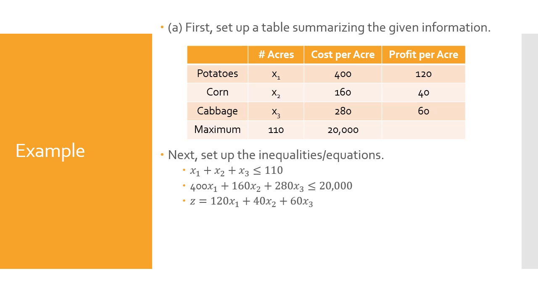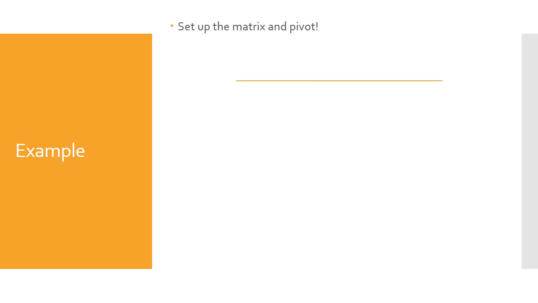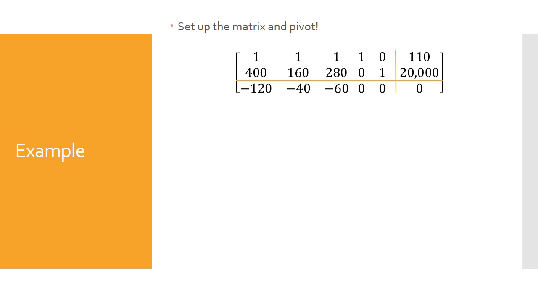The next thing we're going to do is change our inequalities into equations, putting in slack variables, and convert our objective function into the form we need it to be in to write our matrix. There we go. Actually, the Z should be last. We're going to set up our matrix and pivot. Okay, again, if you want to pause and see if you can do this on your own, go ahead and do that. If not, I'm going to continue.